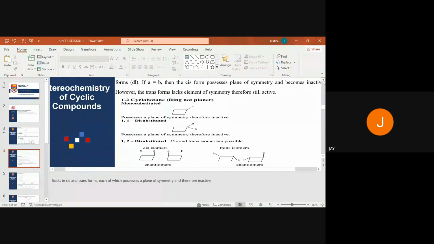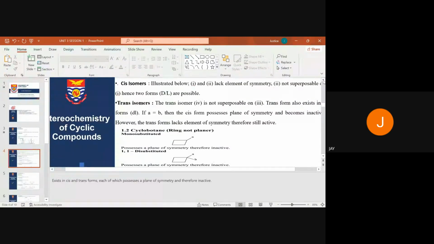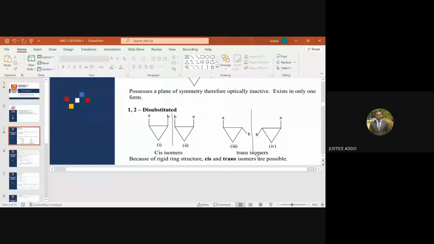You see that I drew the Hello, 2. sir. Yes. Okay, sir, please, I'm having a problem on the structure, so please, if you can draw it for me, the cis and the trans ones. That's what is on the screen.